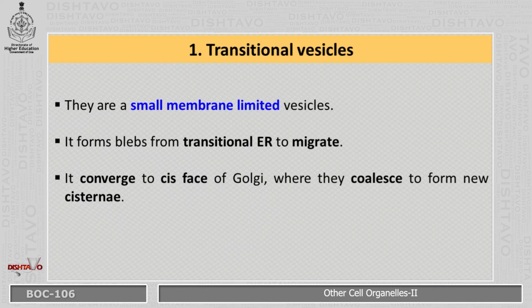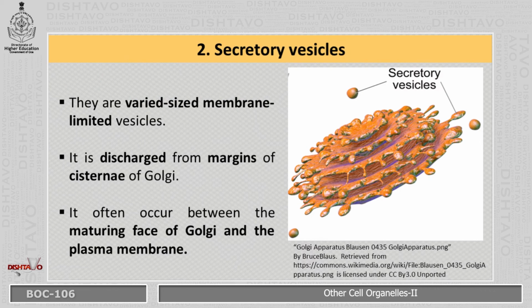Okay, so it forms blebs from transitional endoplasmic reticulum to migrate. They converge to the cis face of Golgi, where they coalesce to form new cisternae. They form the new cisternae, these vesicles. Second is the secretory vesicles. If you see the structure, here the vesicles are formed, but they are called secretory vesicles.